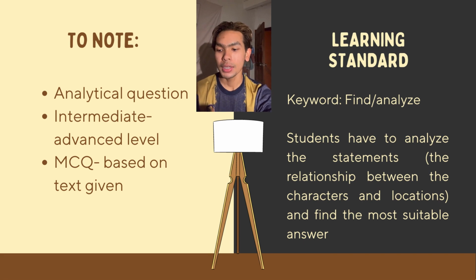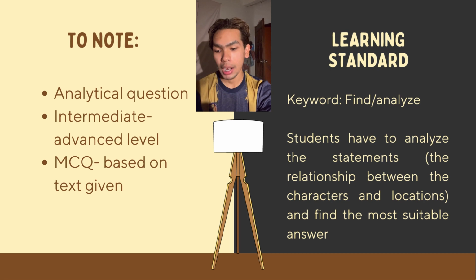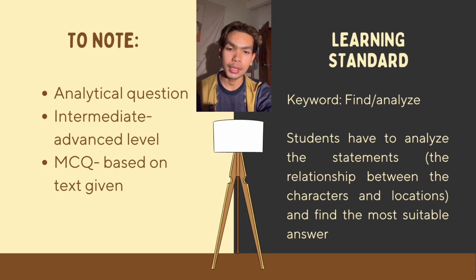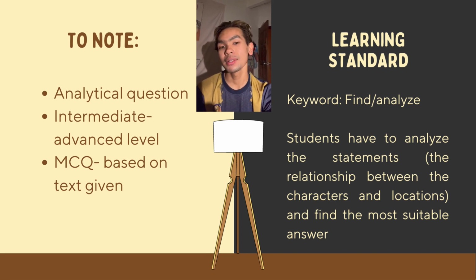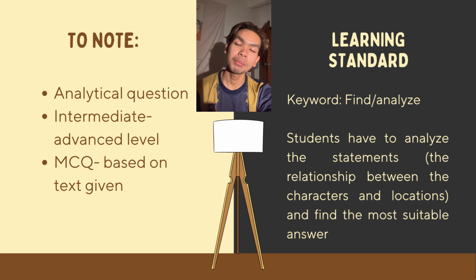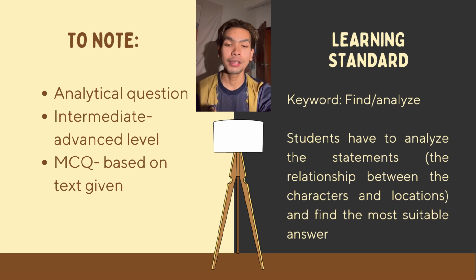Okay, so we have the intermediate to advanced level, an MCQ or multiple choice questions based on the text given, which is, like I said earlier, the reading material given. So the learning standard for this part, the keyword is find and analyze. In the learning standard, we can see the keyword is find and analyze. So that means the question is going to be in the analysis part.